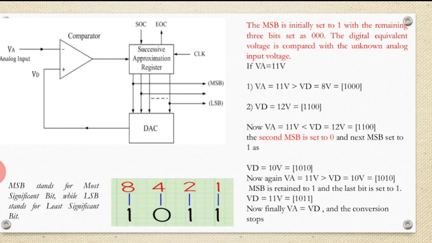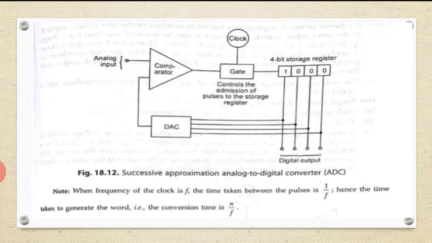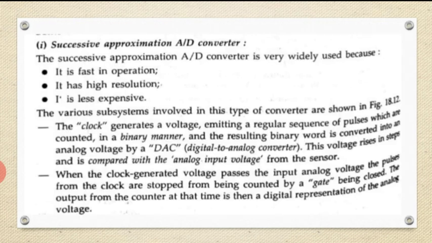And if VA is less than VD, I repeat, if VA is less than VD, what it does is make that bit 0 and make the next bit high. This process continues successively until VA equals VD. Once VA equals VD, it stops, and the digital output we got is equivalent to the analog input. So this is the circuit diagram, as I explained with one example.